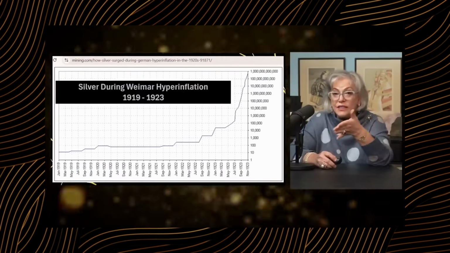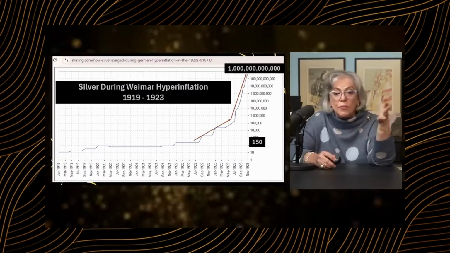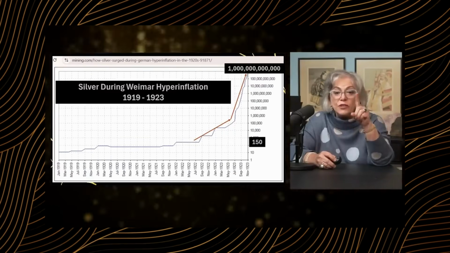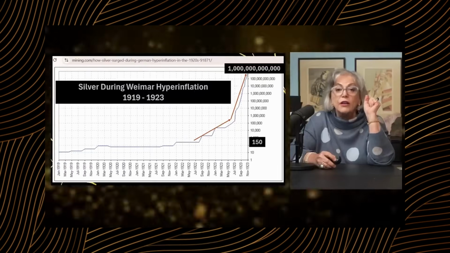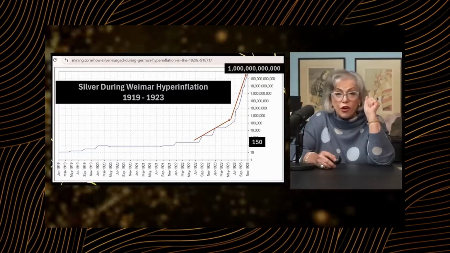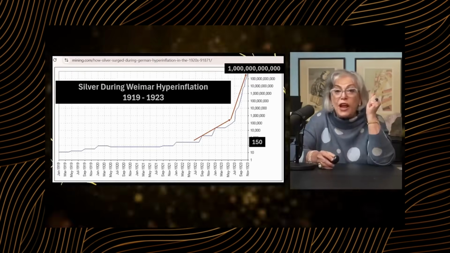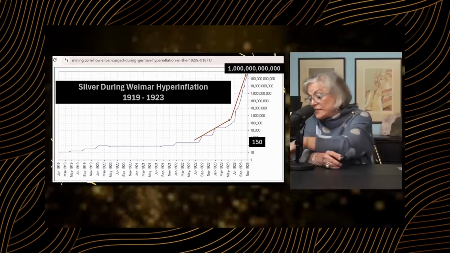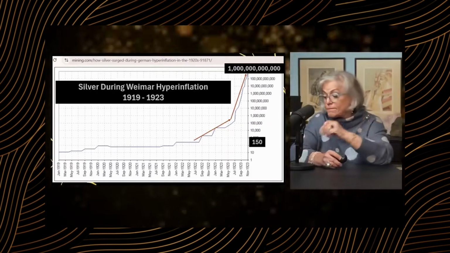So this is 1919 to 1923. Silver went from about 150 marks to an ounce to, let's see, hundreds, thousands, millions, billions, a trillion marks per ounce of silver. So it definitely enabled you to continue to buy food and whatever else you needed on a day-to-day basis. And it's why I like silver for barterability.